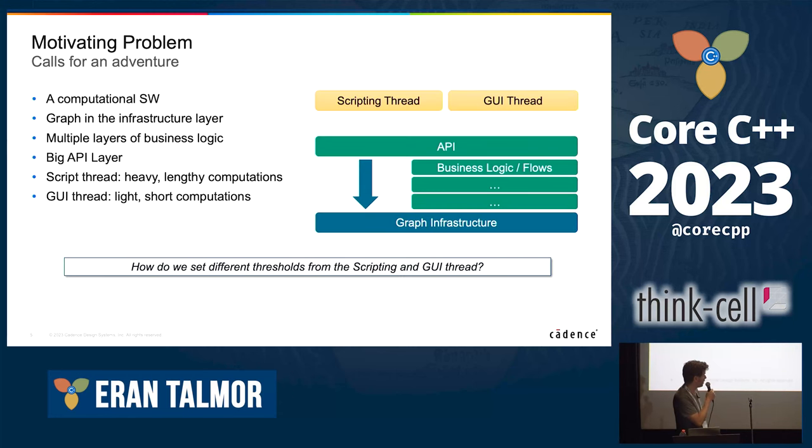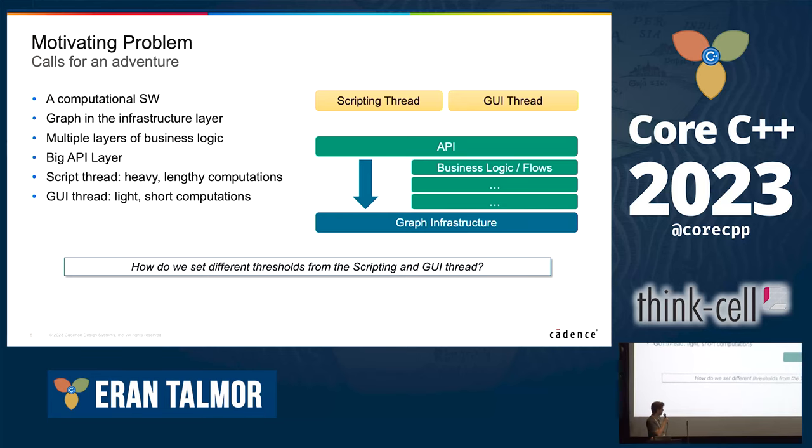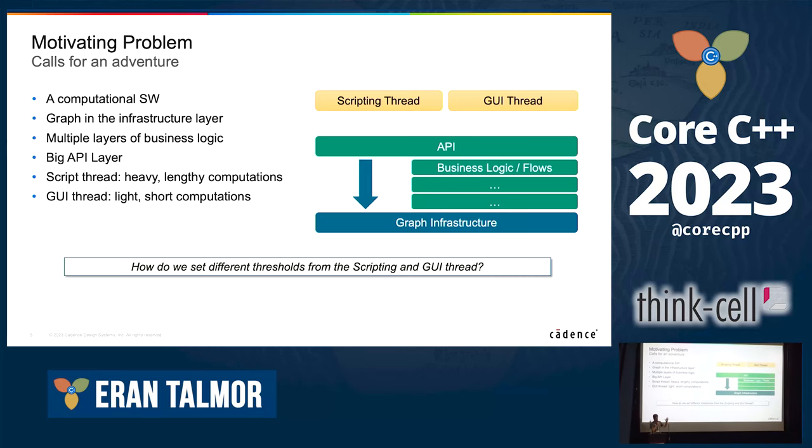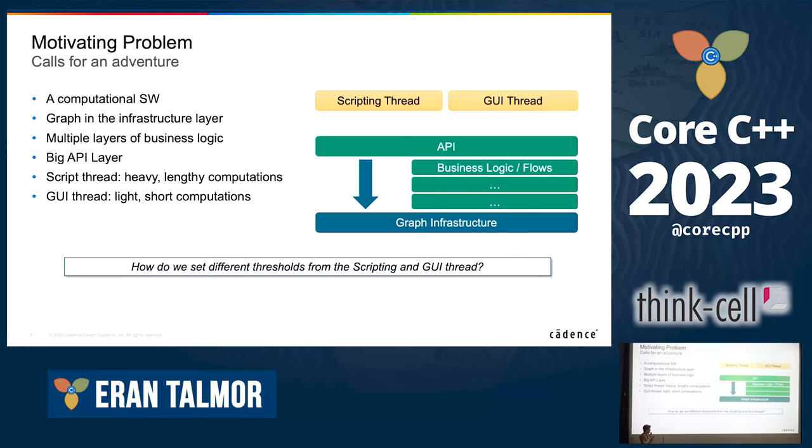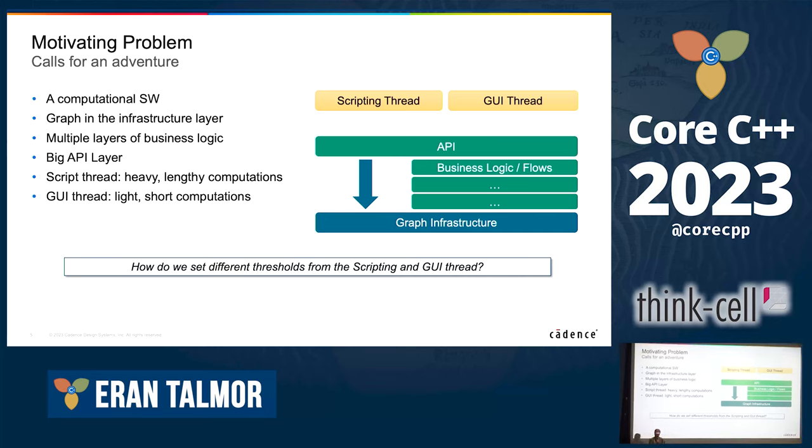Okay, so it started with a problem at work. We have an infrastructure of computational software. There's a graph data structure at the bottom, and it's shared between two threads through many, many APIs. And the problem is that these two threads want to use the graph in different ways, so there are thresholds for the amount of computation for the GUI thread versus the business thread or the scripting thread. So the question is, how do we pass different thresholds through all these layers in a thread-safe way?